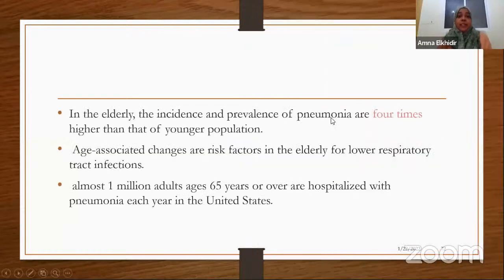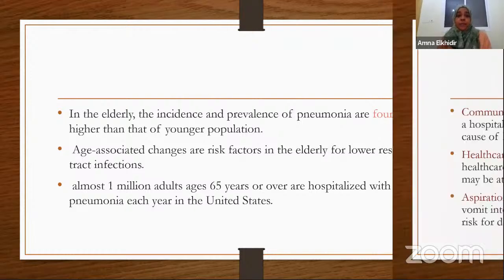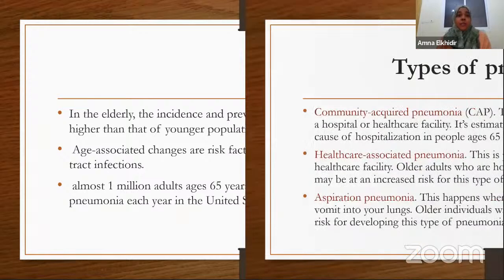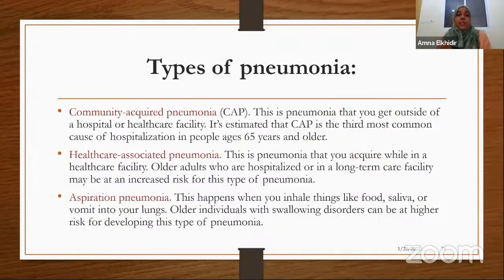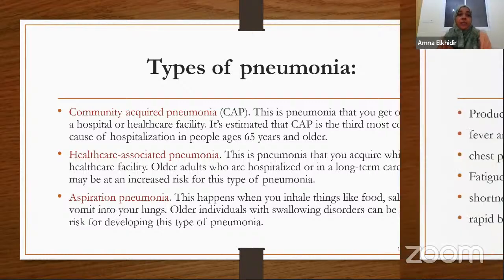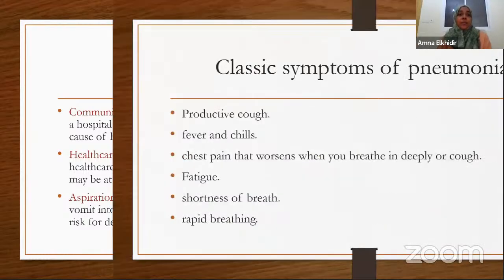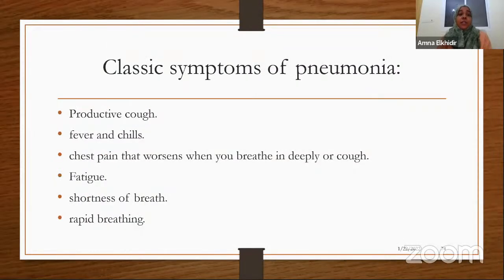Pneumonia. In the elderly, the incidence and prevalence of pneumonia are 4 times higher than in younger populations, because the senile lung favors development of pneumonia more than in the young population, and almost 1 million adults over the age of 65 years are hospitalized with pneumonia in the US. There are types of pneumonia like community-acquired pneumonia, healthcare-associated pneumonia, and aspiration pneumonia. The classical symptoms of pneumonia are productive cough, fever, chills, chest pain, fatigue, shortness of breath, and rapid breathing.